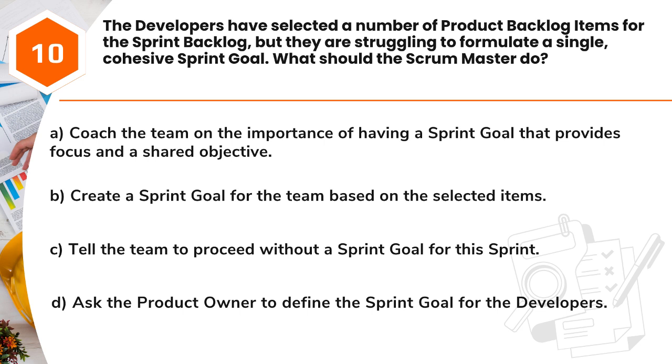A. Coach the team on the importance of having a sprint goal that provides focus and a shared objective. B. Create a sprint goal for the team based on the selected items. C. Tell the team to proceed without a sprint goal for this sprint. D. Ask the product owner to define the sprint goal for the developers.